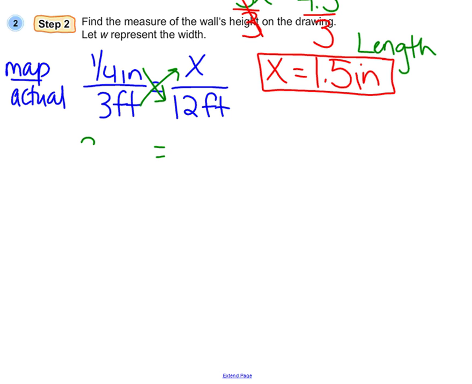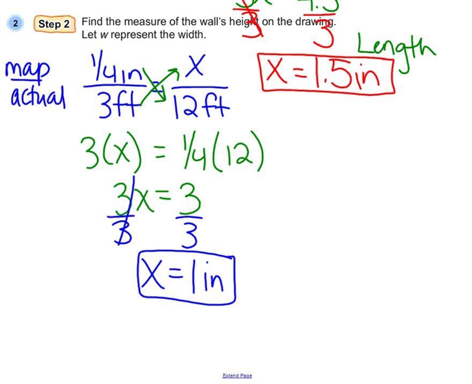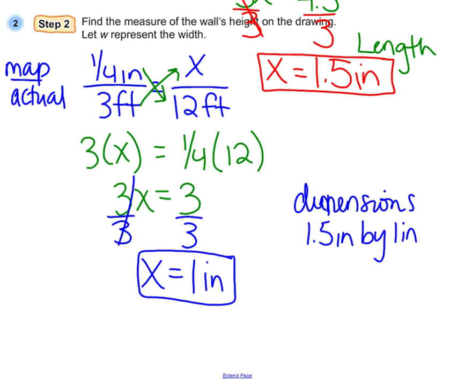So here we go, 3 times x, and then we have 1/4 times 12. So we have 3 times x is 3x, and then 1/4 of 12 is 3. Now x is our variable that's being multiplied by 3, so I'm going to divide by 3 on both sides. So x is going to equal 1 inch. So if you're going to actually draw this, the dimensions of the room are 1.5 inches by 1 inch. So when you draw it, you're going to draw the length 1.5 inches and the width 1 inch.